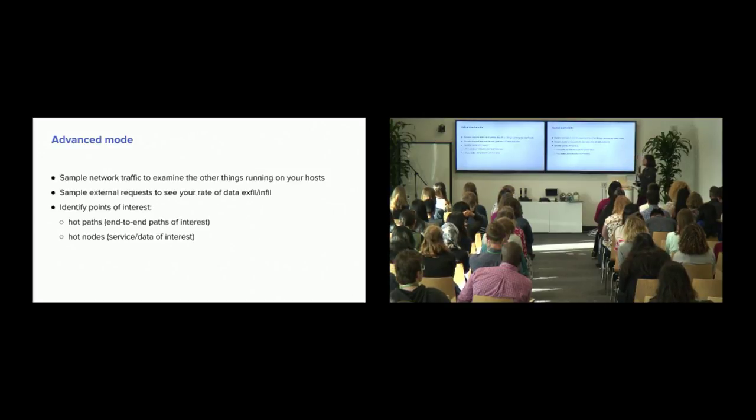If you have the capability, you can start trying to sample network traffic to see what other things are communicating in your infrastructure, in your network, besides just the service-to-service stuff. So things that you might not consider talking to each other, like other network services. Maybe there are people using SSH everywhere, tracking that. You can also sample external requests to see the rate of your data infiltration and exfiltration.